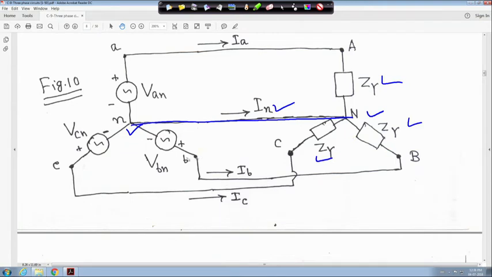This is small abc, this is capital ABC, this is the source and this is the star connected load, because it is three phase, right. And the currents through these are IA, IB and IC, and the current flowing through the neutral wire is IN, right. So this is the philosophy, this is the circuit.